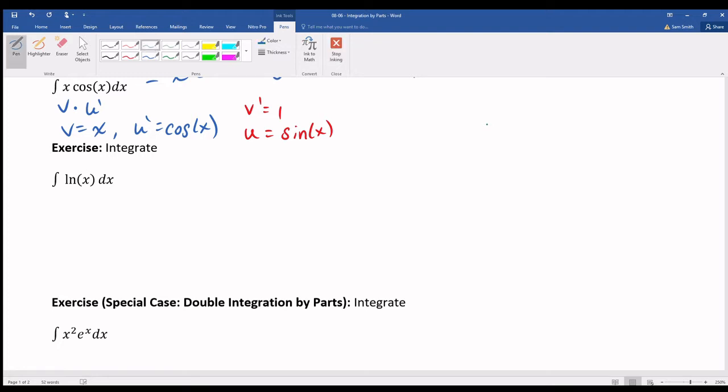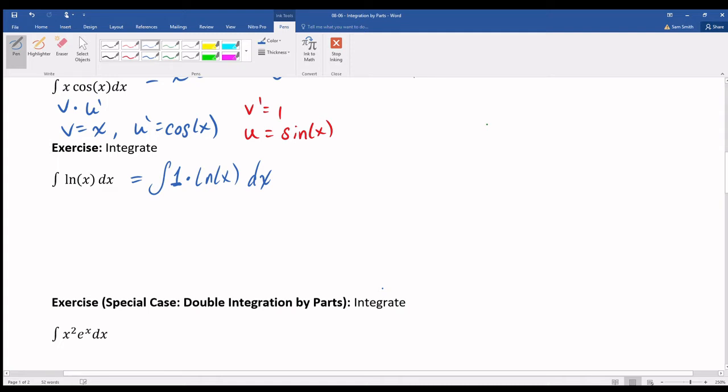Now at first glance, this may not seem like a prime candidate for integration by parts, because integration by parts concerned two functions which were being multiplied together, and then we were trying to integrate that product. But I think the key here is to acknowledge that natural log of x can be thought of as natural log of x times 1.